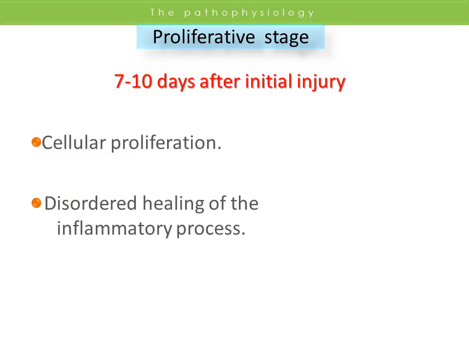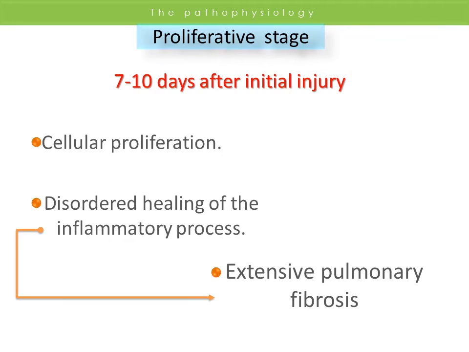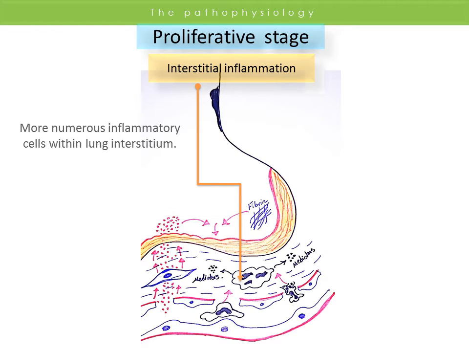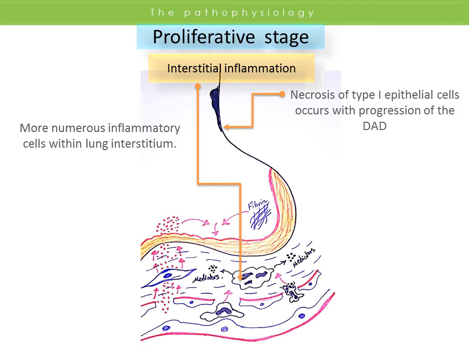In the proliferative stage, the characteristic features are cellular proliferation, disordered healing of the inflammatory process, and this will finally result in extensive pulmonary fibrosis as we progress to the fibrotic stage. In the stage of interstitial inflammation, there will be more numerous inflammatory cells within the lung interstitium. Also, we will find necrosis of type 1 epithelial cells with the progression of the disease.